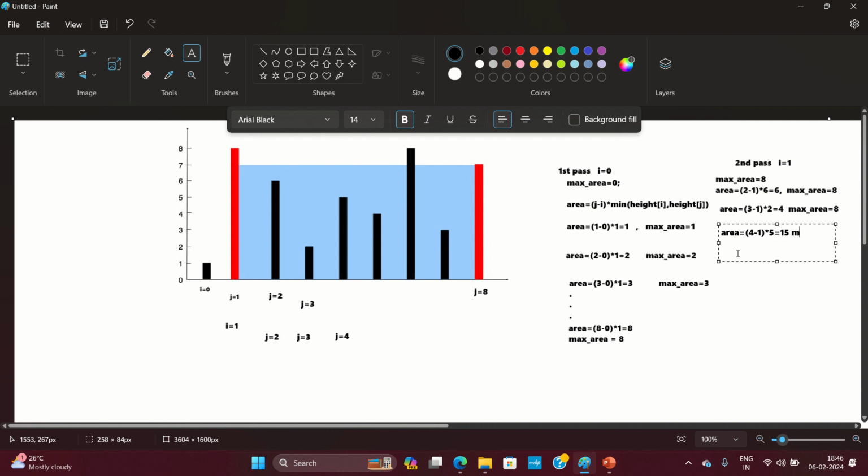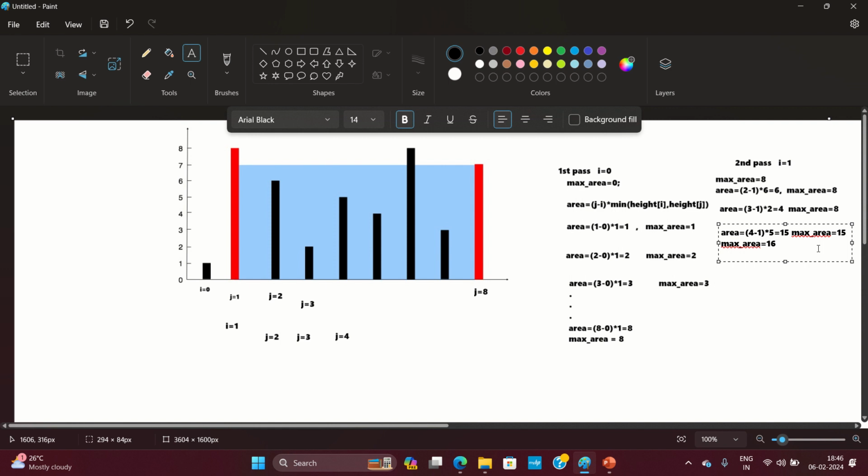Is it greater than the previous max area? Yes. And therefore we assign it to max area. Max area becomes 15 now. Fine. So in this way, if we go for j is equal to 5, among 8 and 5, 5 will be the minimum. I mean, height of 5, sorry, height of 5, that is 4. 4 will be the minimum. And 4 into 5 minus 1, that is 16, will be the new max area. So max area turns out to be 16 in the next iteration.